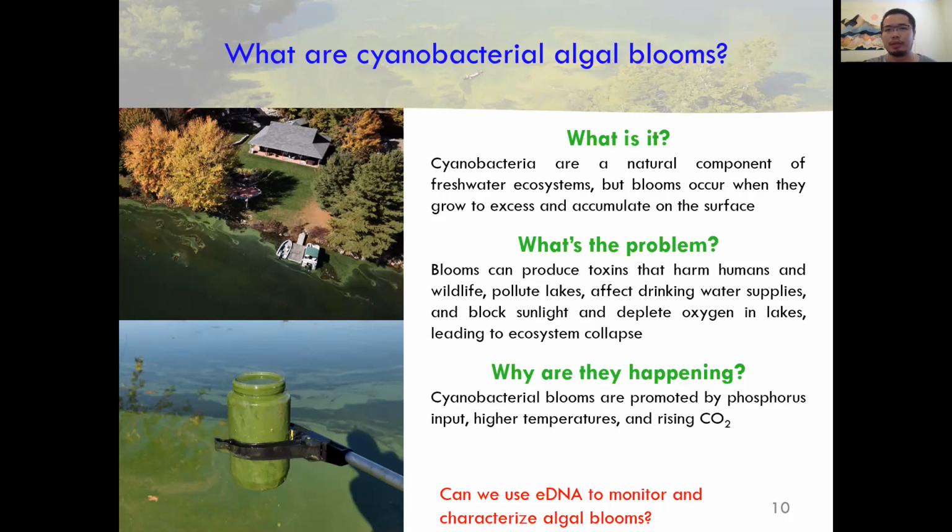The lake will be polluted. The drinking water supplies will be rendered useless, and on the ecosystem side, it will block sunlight and deplete oxygen in the lakes, sometimes leading to the total collapse of the system. So the question is, can we use environmental DNA to monitor and characterize algal blooms?